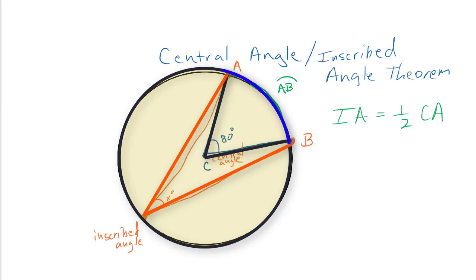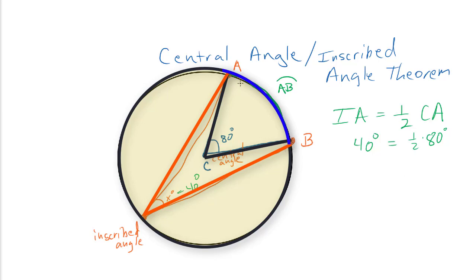So what would x be in this case? If my central angle is 80 degrees, 1/2 of 80 degrees means my inscribed angle x must be 40 degrees. And sure enough, there x is 40 degrees. That's my central angle theorem. The inscribed angle is 1/2 the central angle if they span the same arc.